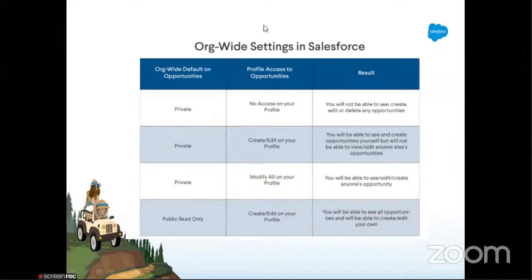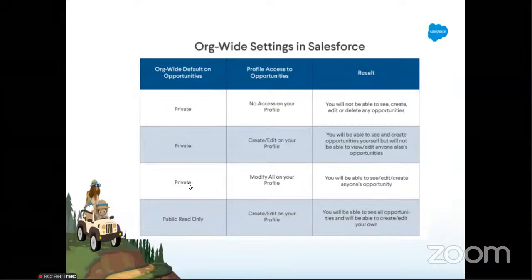Clear? That means for the opportunity object in the profile, it is set as create and edit. And in OWD, it is private, meaning you will be able to see and create the opportunity yourself, but not able to view and edit anyone else's opportunity. That means you are allowed to create and edit the opportunity that is created by you. You are not supposed to access anyone else's record of opportunity.